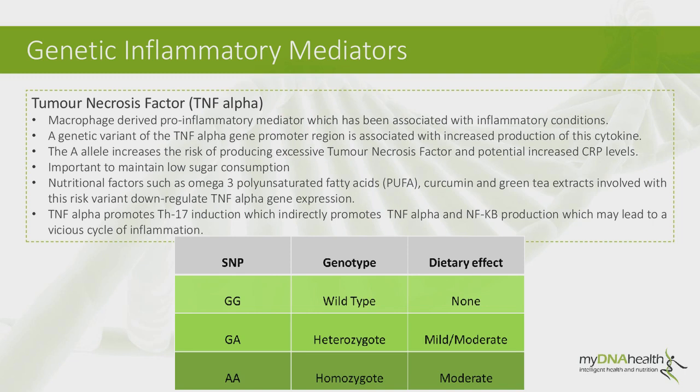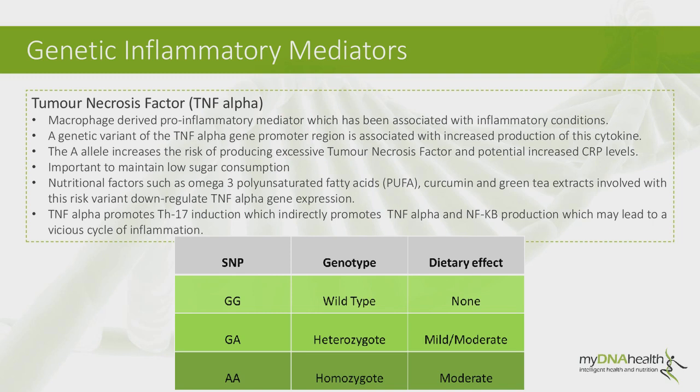And so this is the A allele, and you can see here's a table that outlines it for you. It really increases the risk of producing excess TNF-alpha, which, as we saw, is an inflammatory mediator, and therefore we have potentially increased CRP levels. So the advice around this has traditionally been to maintain low sugar consumption, so there isn't a spiking effect, because we know about these postprandial events.